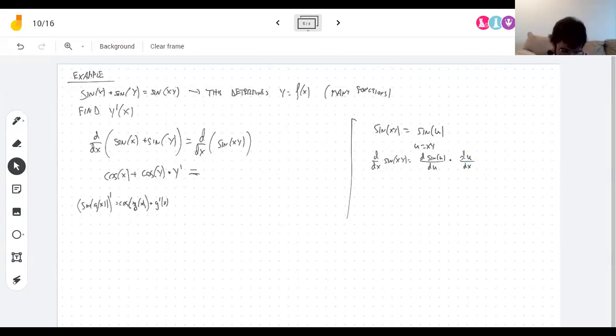So the first term is cosine, because the derivative of sine is cosine. And the second term is the derivative of xy. Well, actually, the derivative of xy with respect to x is something we just did in the previous problem.